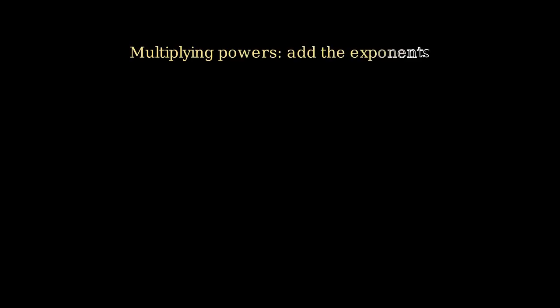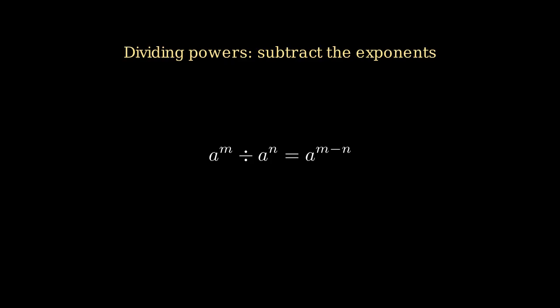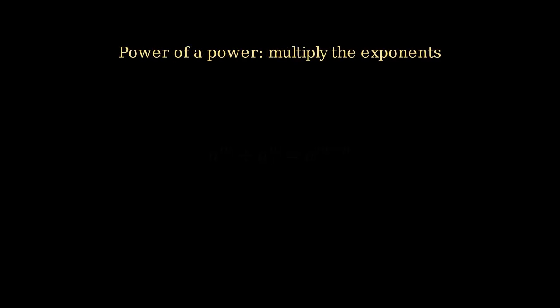Let's start with the index laws, the rules for working with powers. First, a to the m times a to the n equals a to the quantity m plus n. Second, a to the m divided by a to the n equals a to the quantity m minus n. Third, (a to the m) to the n equals a to the quantity m times n.